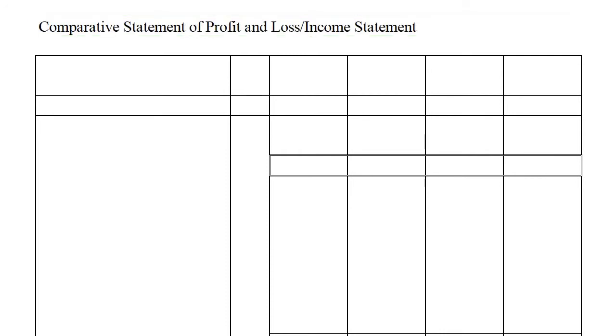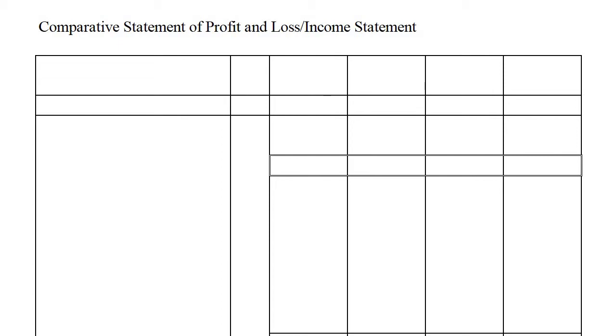And now today we are discussing the comparative income statement. Comparative income statement, or comparative statement of profit and loss, is a comparative statement for analyzing the statement of profit and loss, or income statement, or profit and loss account. The income statement of the company is known as the statement of profit and loss. That's why we call this the comparative statement of profit and loss.